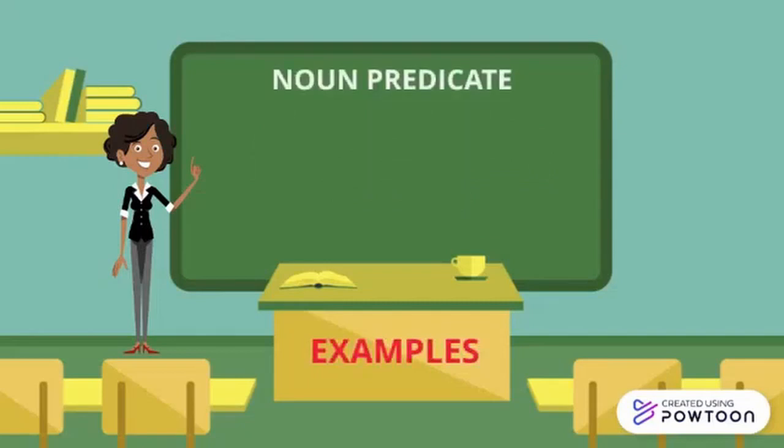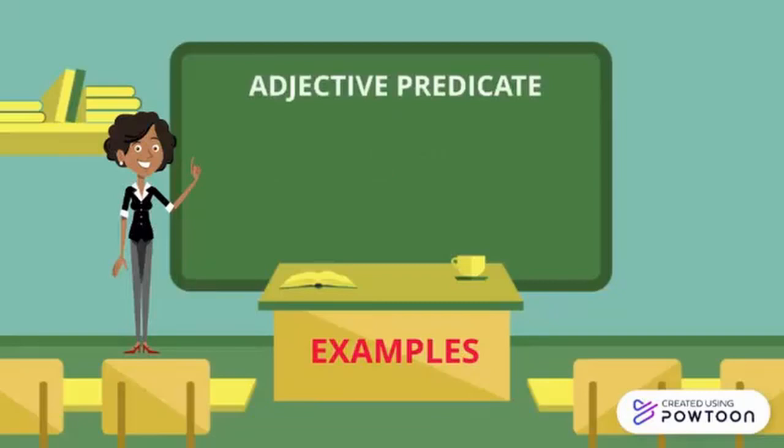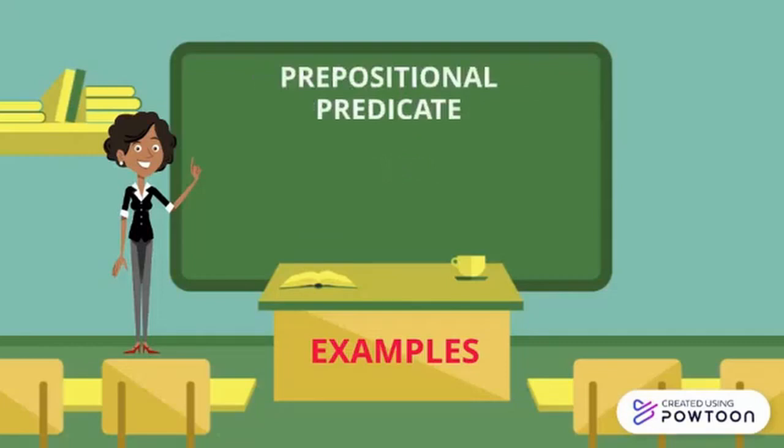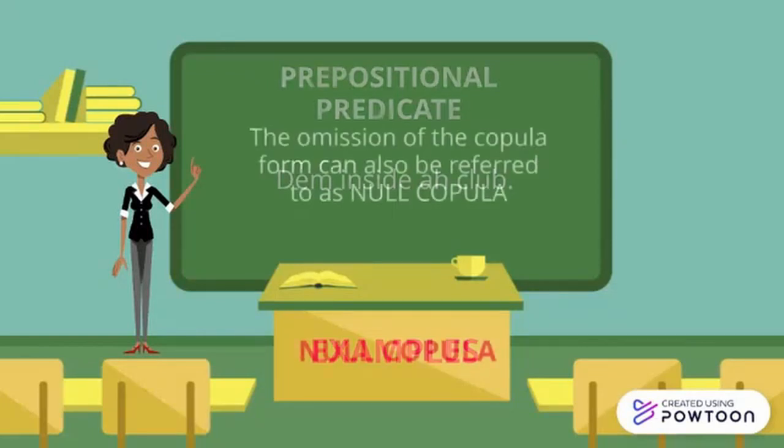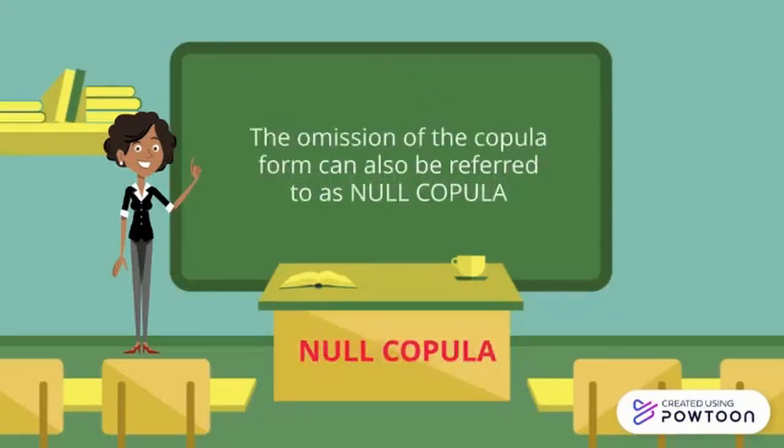An example of the noun predicate is, the man is a boxer. Is functions as the copula in relation to the noun predicate, a boxer. An example of the adjective predicate is she tall, and the copula is omitted here. An example of the prepositional predicate is them inside a club. The copula is also omitted here. The omission of the copula can also be known as null copula.